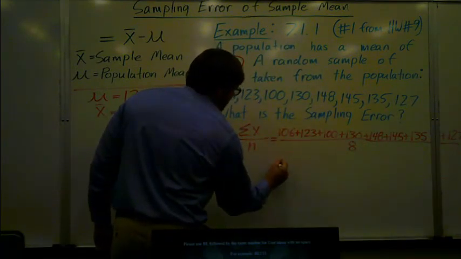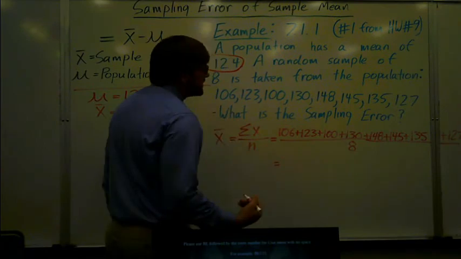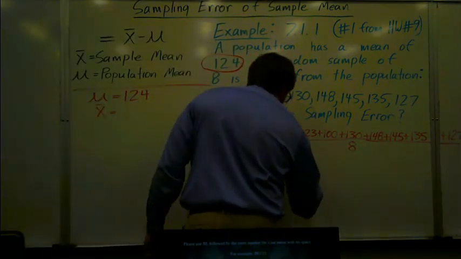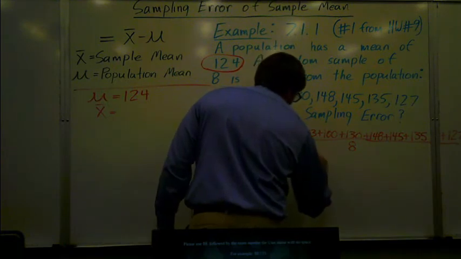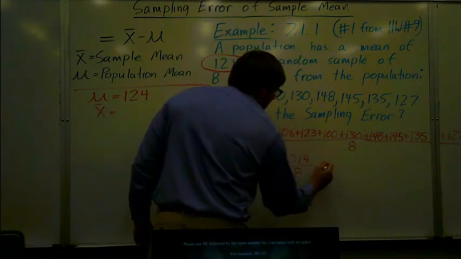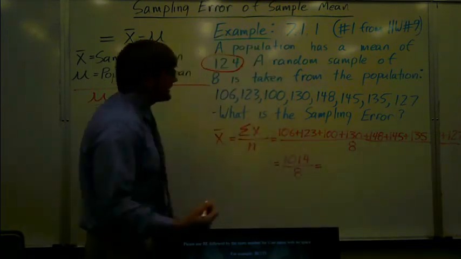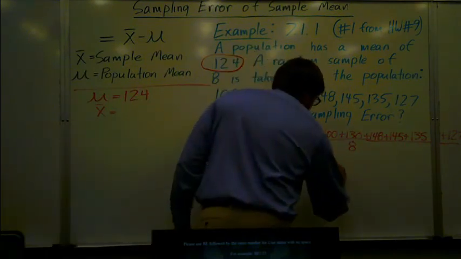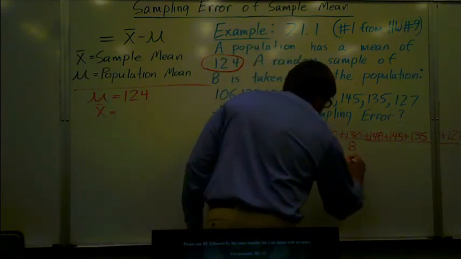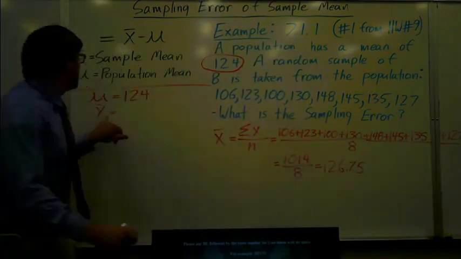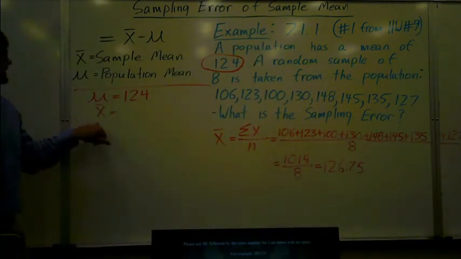When I simplify the numerator, I got 1014, and that's still divided by 8. Then finally, when I take 1014 divided by 8, I got 126.75. So that is our sample mean, 126.75.